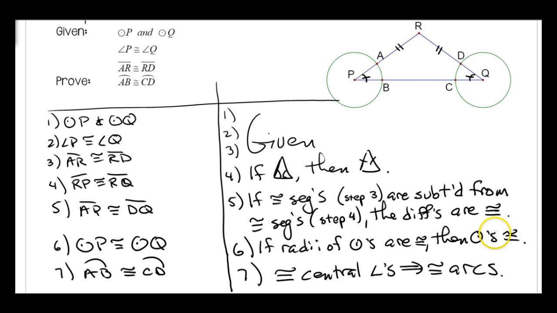And once I have the circles congruent, I know that arc AB has to be congruent to arc CD because I have congruent central angles. That's step 2. That implies congruent corresponding arcs.